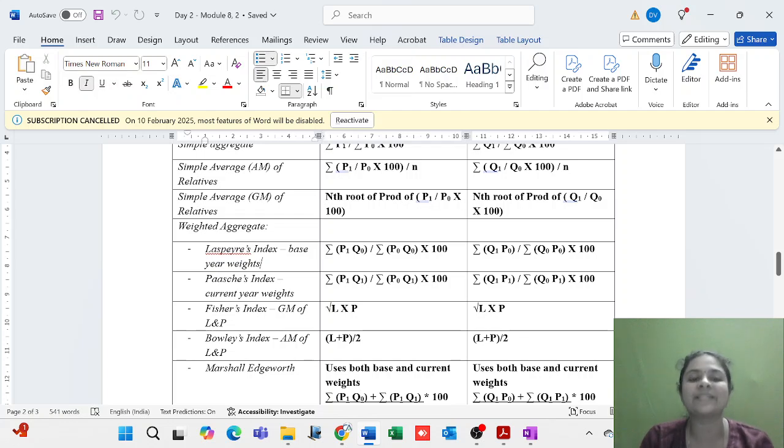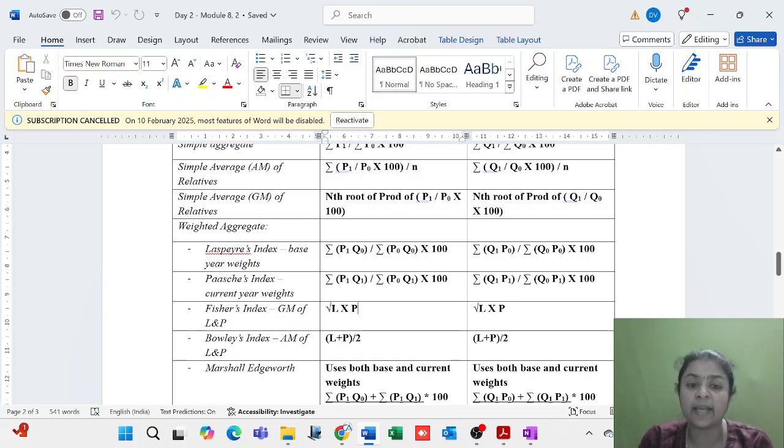Now the first one is Laspeyres index. Laspeyres index uses base year weights. So base year weights will be taken. See here Q0, Q0. Otherwise if it is for quantity index, P0, P0. So the base year weights will be taken for Laspeyres index. For Paasche index, current year weights will be taken. This is very important. For Laspeyres index, base year weights. For Paasche index, current year weights.